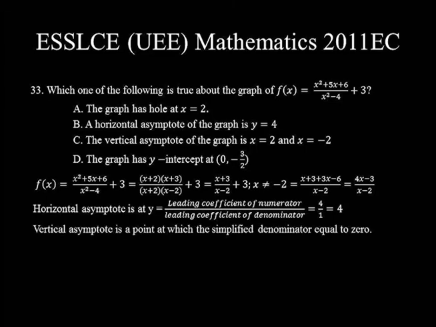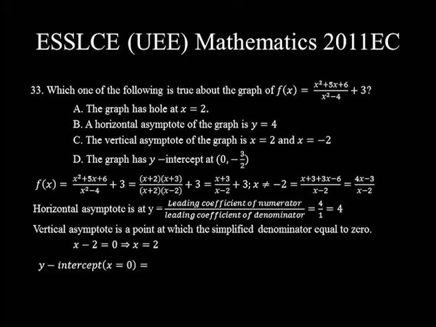A vertical asymptote is a point where the simplified denominator is equal to 0. The simplified denominator is x minus 2, which is equal to 0. Moving negative 2 to the right of the equality, we find x is equal to 2, so choice C is not true.